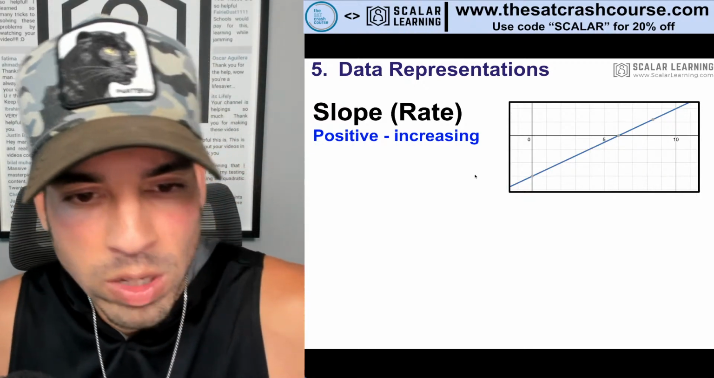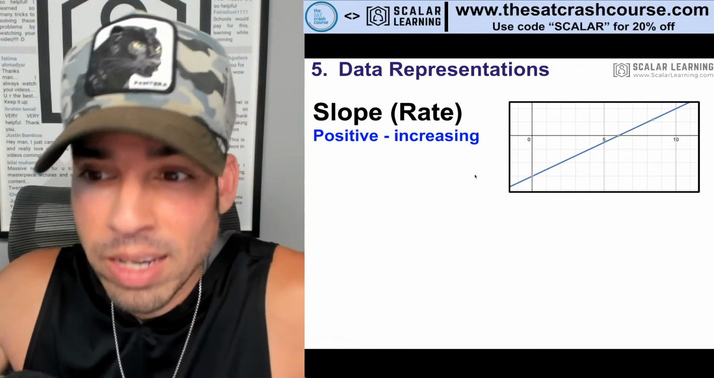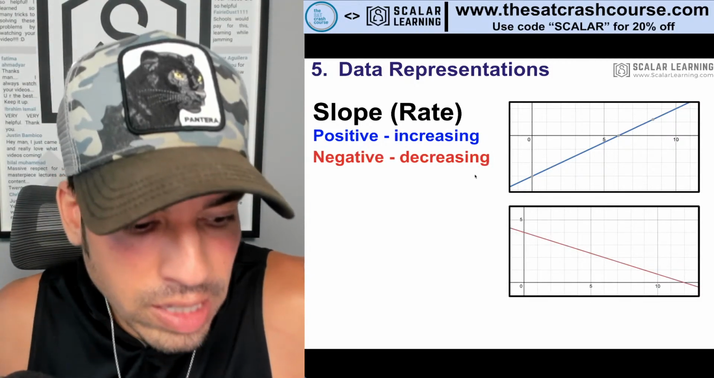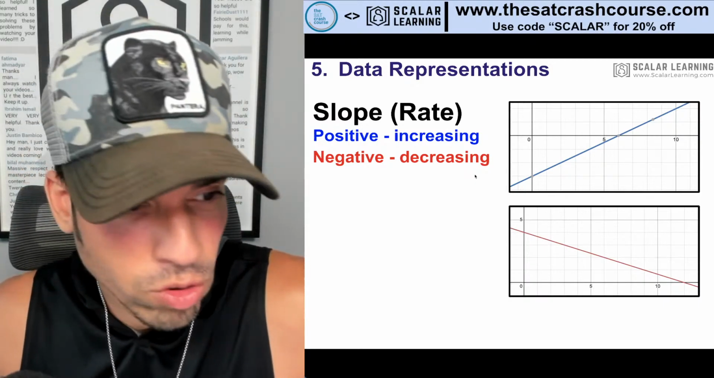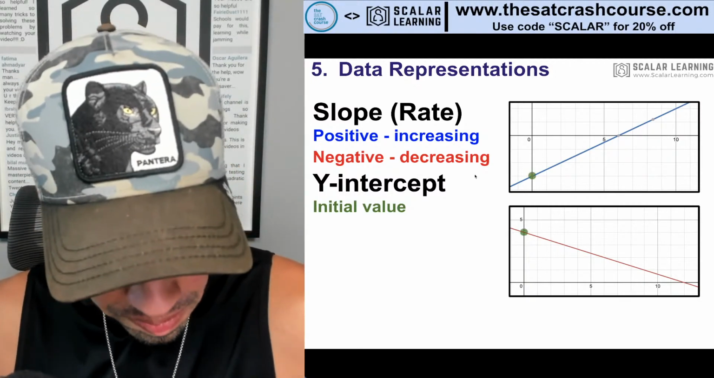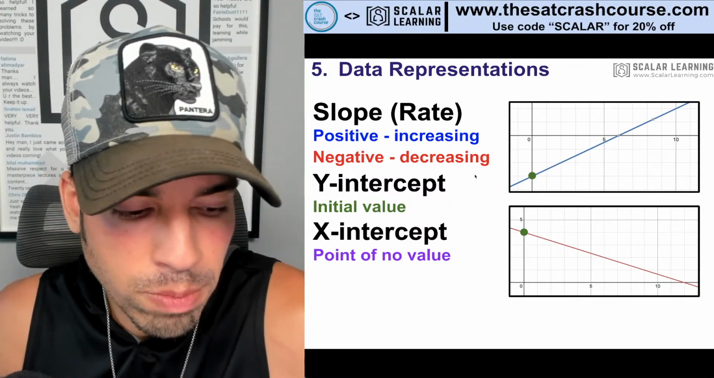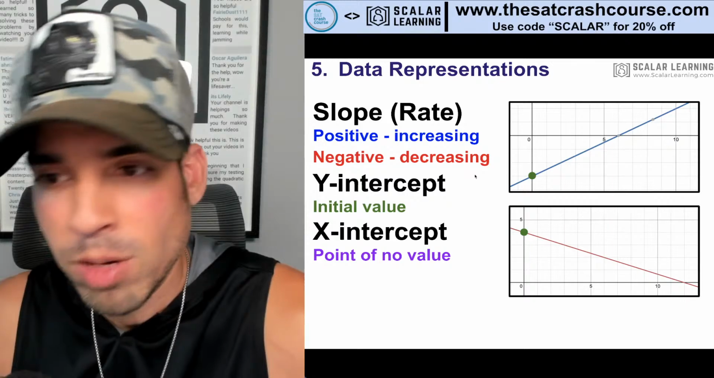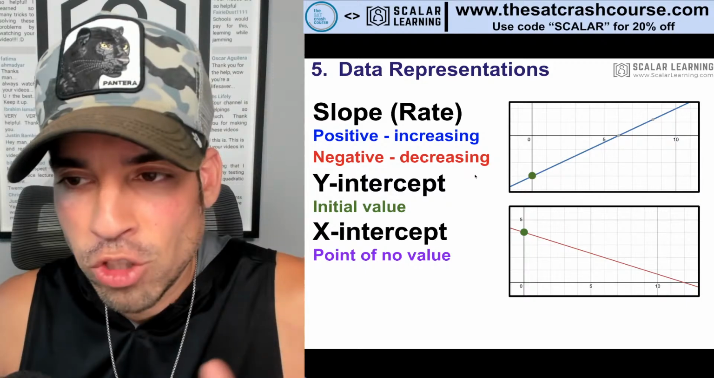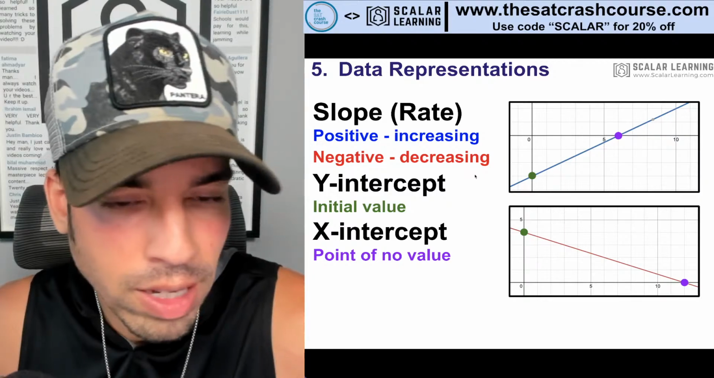That's one element. When it's positive, it's an increasing situation, where as we go to the right, we're going up and up and up. When we have a negative slope, we're talking about decreasing as we go to the right as the values of x increase. Our y-intercept is our initial value, which are those green dots right there. And our x-intercept, which is the point of no value, depending on the concept of the problem, it could be when profit goes to 0 or whatever metric you're measuring on the y-axis, whenever that goes to 0, that's the x-intercept, which is marked in purple like that.